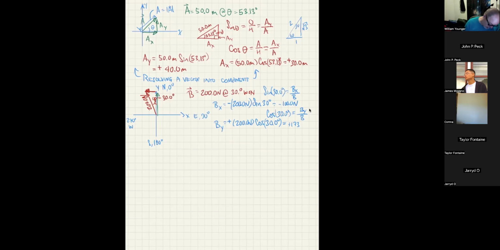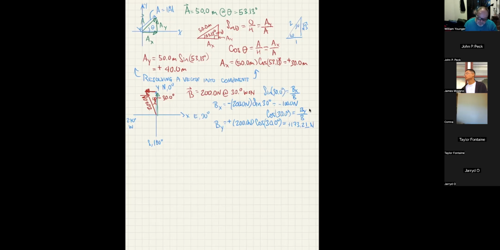Oh, excuse me, cosine. I did that already. 200 times cosine 30, and that gives me 173.21, carrying one extra sig fig, of course. And that's newtons as well. So notice how I personally force the signs to be in there.